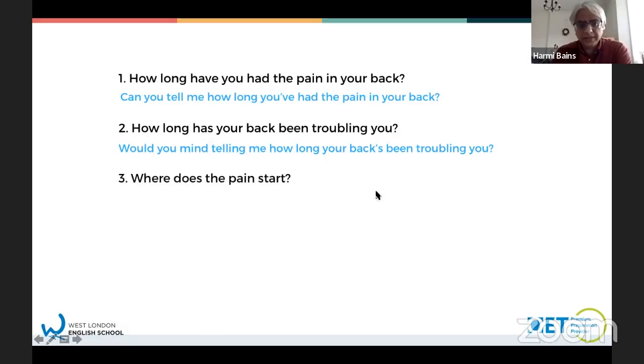Number 3, where does the pain start? Got a present simple question here. And there are 2 verbs. What the auxiliary does, and the main verb is starts. So could you tell me where the pain starts? If you remember, we just don't need the auxiliary verb, like the past simple example we looked at earlier.